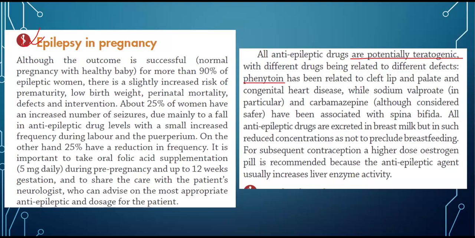Phenytoin, which is not commonly used anymore, can cause cleft lip, cleft palate, and congenital heart disease. Sodium valproate, which is commonly used, and carbamazepine can cause spina bifida. So all the common ones which we can use have some kind of risk. That's why managing epilepsy in pregnancy is difficult. Pregnancy itself can also increase the risk of seizure, so you can't just stop anti-epileptic medication for everyone.